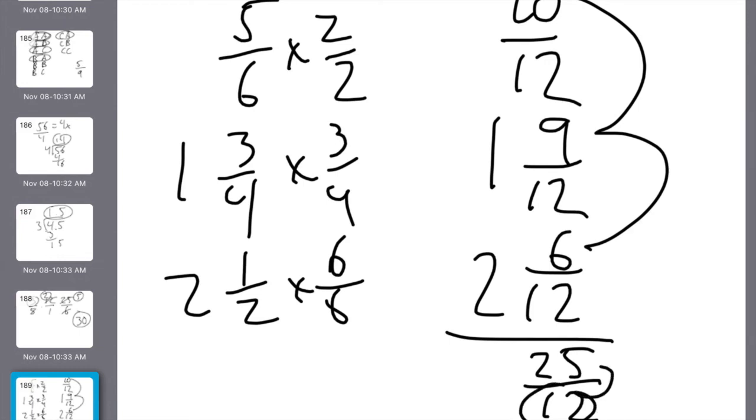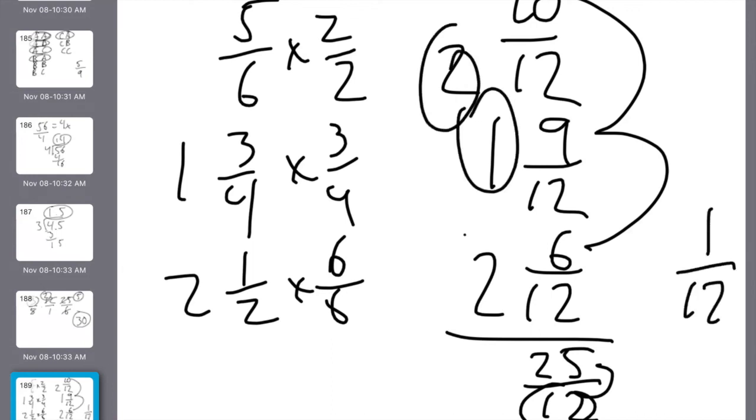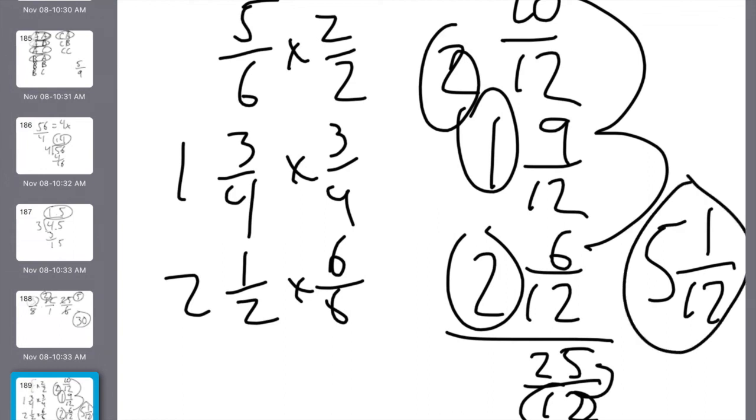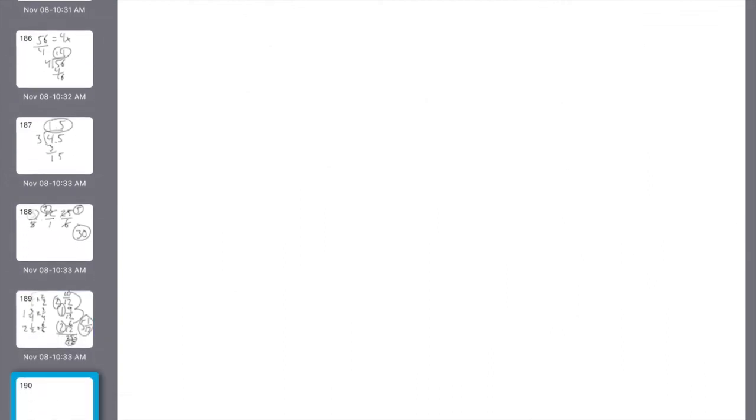Now I'm going to add 10 and 9 is 19. Plus 6 is 25/12. I'm going to divide. 12 goes into 25 2 times. That's 24. 25 minus 24 is 1/12. 2 plus 1 plus 2 is 5. And I have an answer of 5 and 1/12.